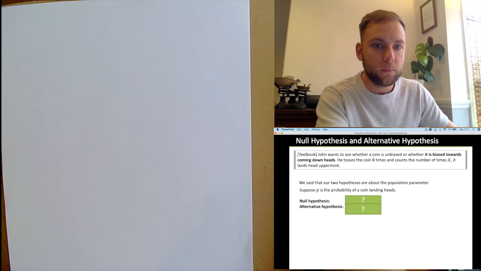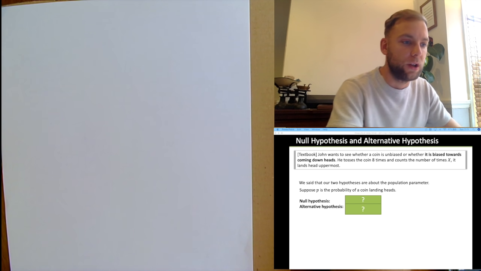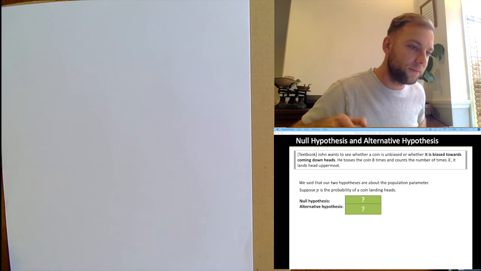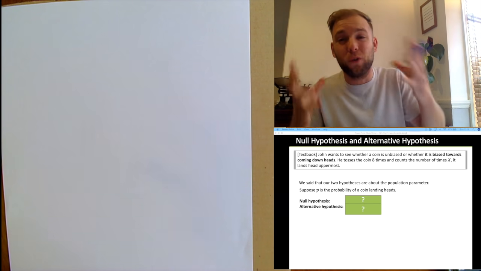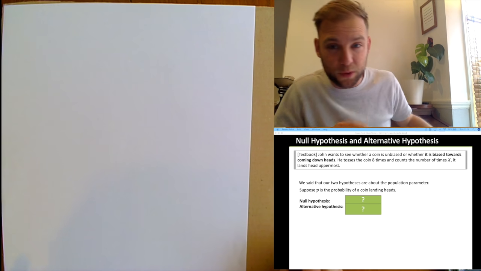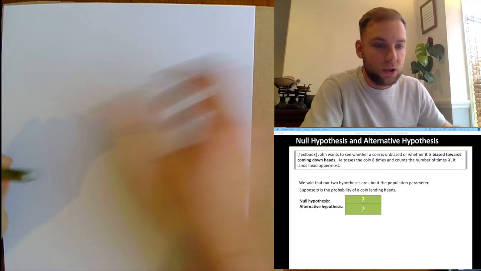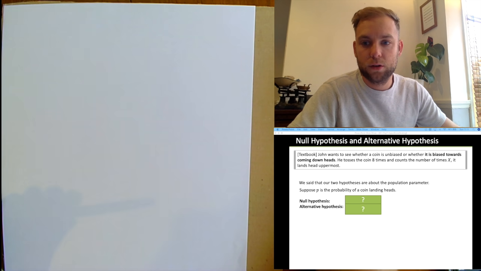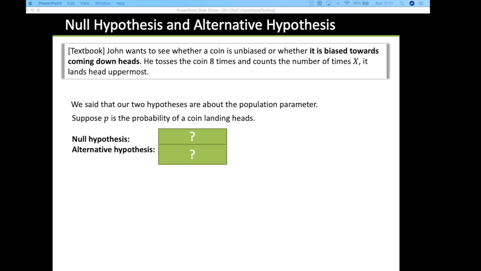So, let's talk now about our null hypothesis and alternative hypothesis. I'd like to get a full example down of these. I think it's better to understand it when we get a full example, but we'll start off. It's probably worth getting these down in your notes. So, let's make it big for you. John wants to see whether a coin is unbiased or whether it is biased towards coming down heads. He tosses a coin 8 times, and the number of times X it lands on heads is recorded.